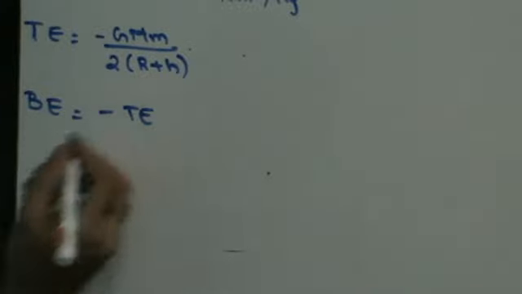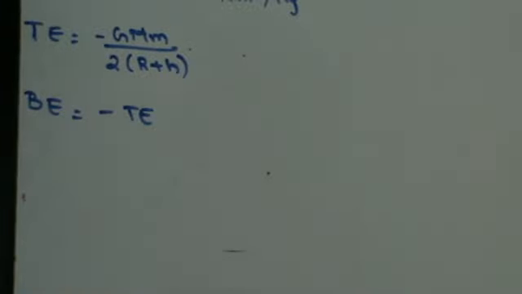All the values are given to you. G, M, m, R, H. Straightforward substitution, you should get the answer. Once you have total energy, then you can find out binding energy. Binding energy is negative total energy. So you should be able to get the binding energy.